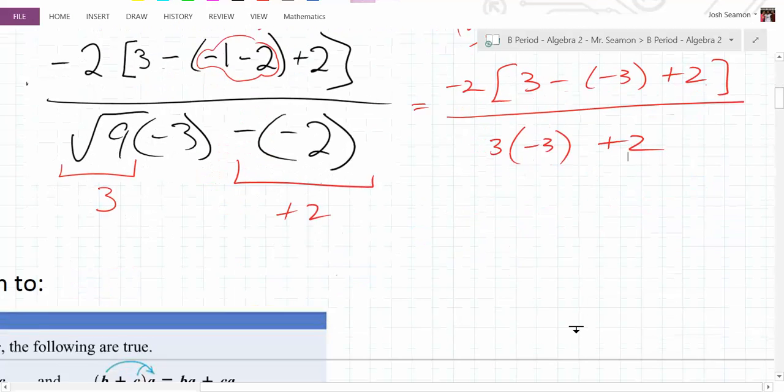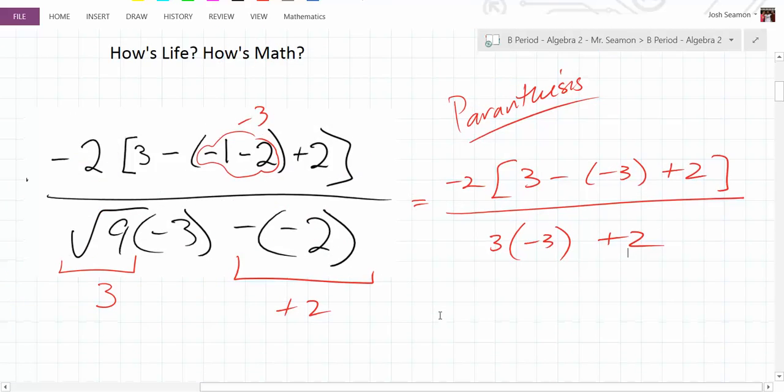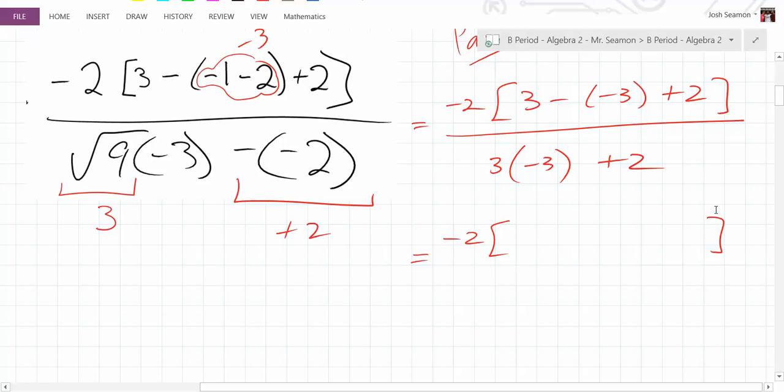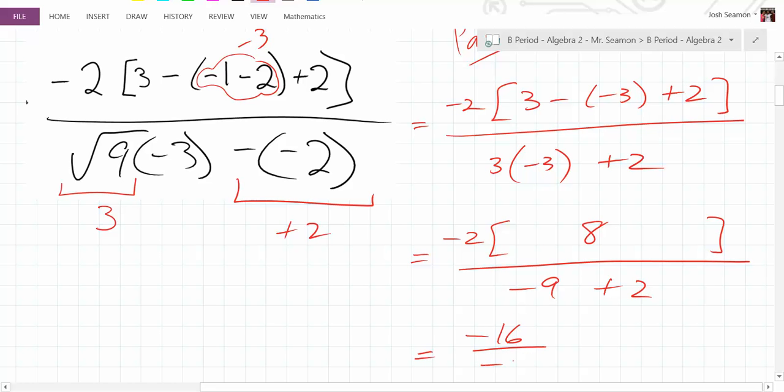So now we still have some parentheses to deal with. We have -2. What does the top turn into? Minus -3. What's that mean? What's 3 plus 3 plus 2? 8. All over. What's 3 times -3? Plus 2. So what's -2 times 8? Over what? -7. Negative over negative is a? So you have 16 over 7.